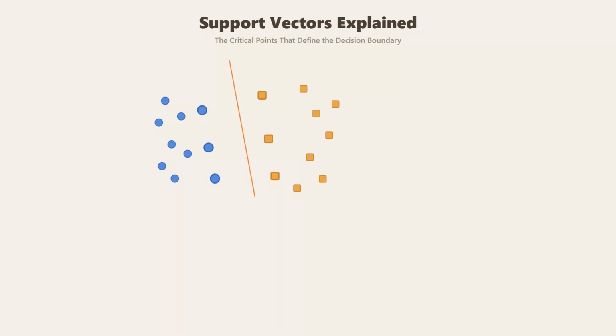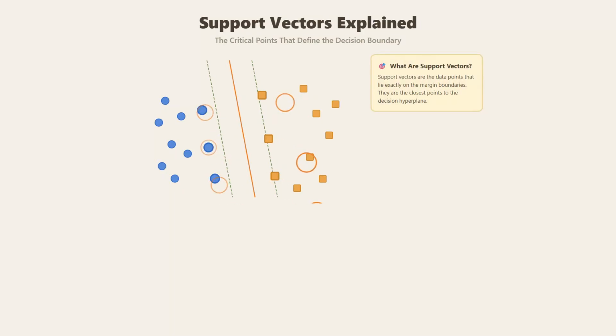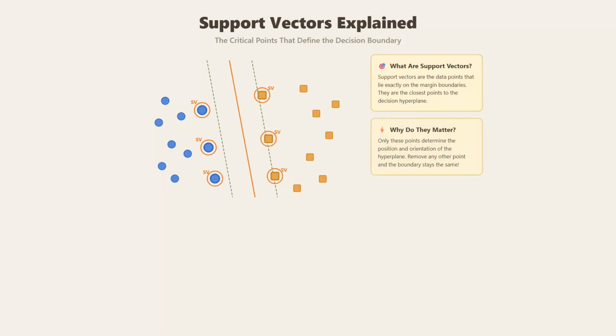Now let's talk about one of the most important concepts in SVMs: support vectors. These are the data points that give the algorithm its name, and understanding them is crucial for any interview. When we look at our data with the hyperplane and margin drawn, something interesting happens. Notice that most data points are far from the decision boundary. They could move around quite a bit without affecting where the boundary sits. But there are a few special points that lie exactly on the margin lines. These are the support vectors.